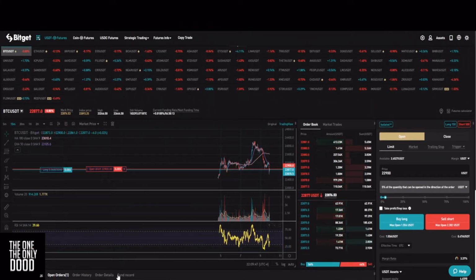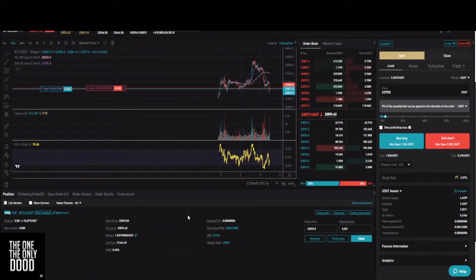Now the cool thing about Bitget is you can have a long position and a short position open at the same time. Other exchanges do not have that. Other exchanges, you can only have one position open.